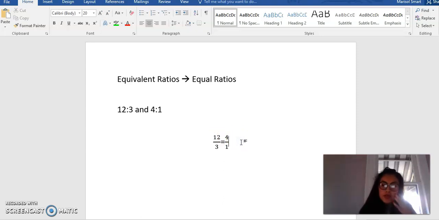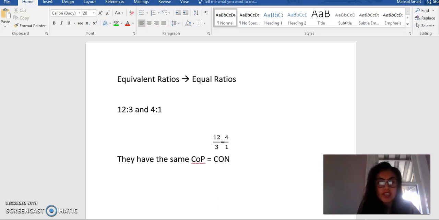Okay, so the first way is to see that when I go from 12 to 4, I'm dividing by 3. 12 divided by 3 is 4. Or when I go from 3 to 1, I can also divide by 3. Or you can do it backwards. 4 times 3 is 12, or 1 times 3 is 3. So they are equivalent. And the reason why is they have the same COP. And we recall that's the constant of proportionality.